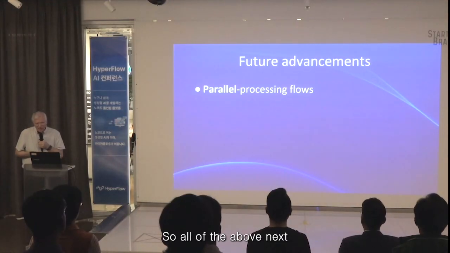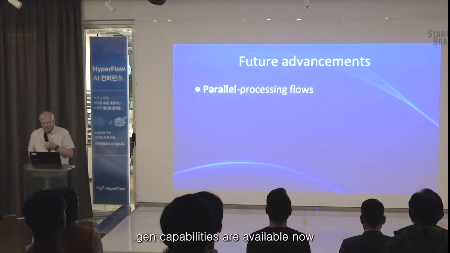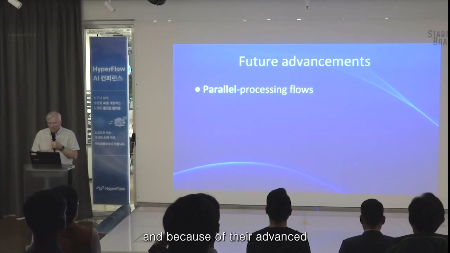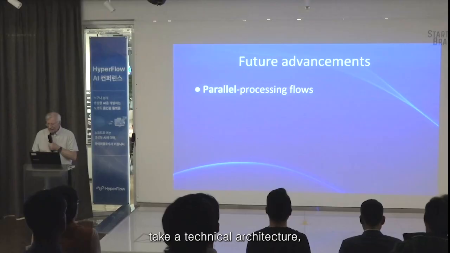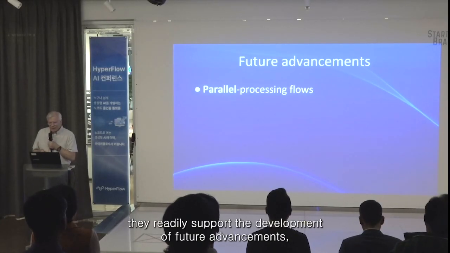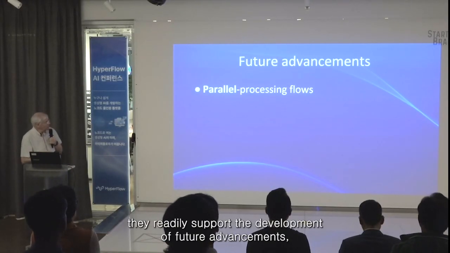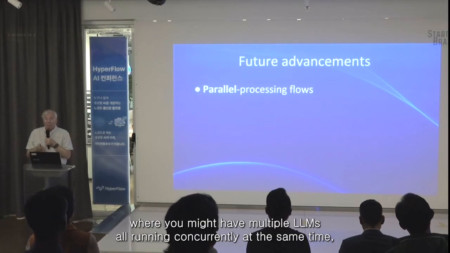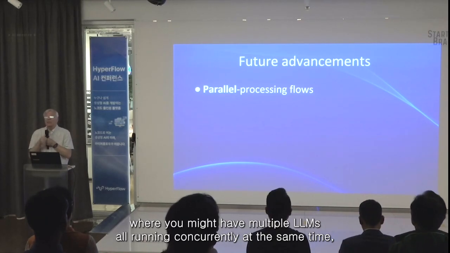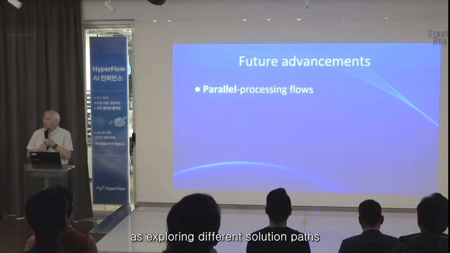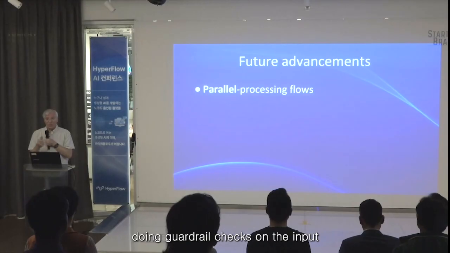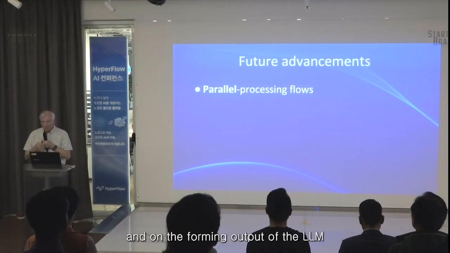So all of the above next-gen capabilities are available now in platforms like HyperFlow AI. And because of their advanced technical architecture, they readily support the development of future advancements. Things like parallel processing flows, where you might have multiple LLMs all running concurrently, perhaps exploring different solution paths, or running at the same time as the main LLM, doing guardrail checks on the input and on the forming output of the LLM.